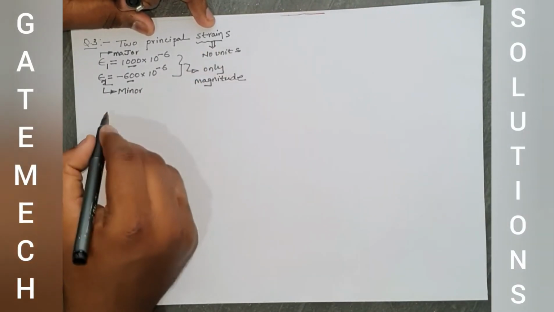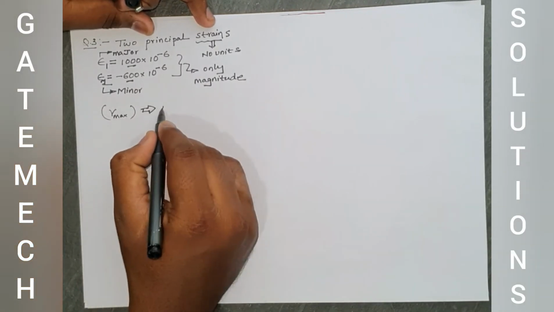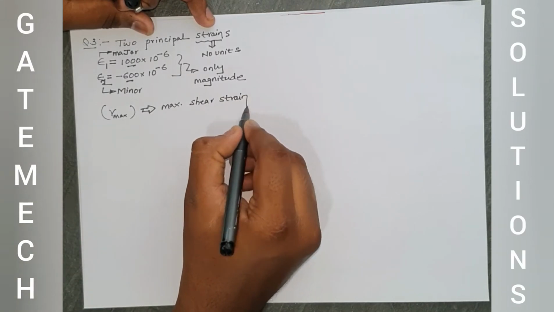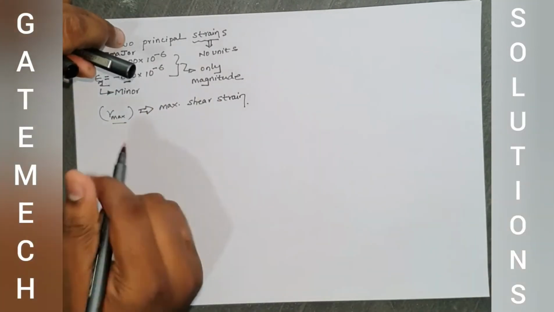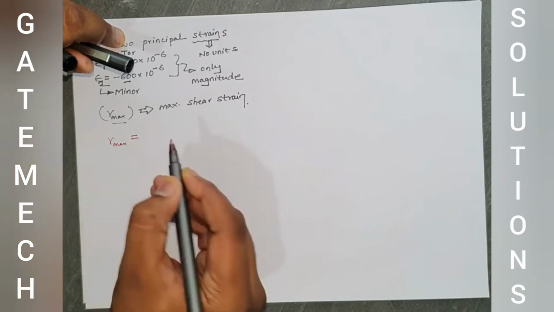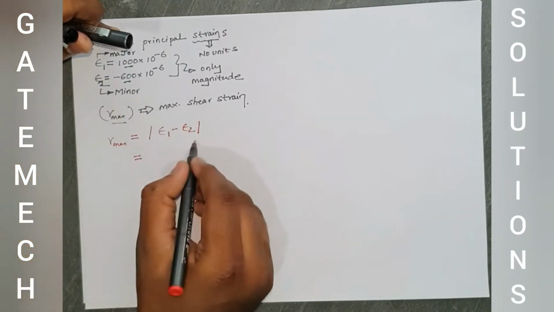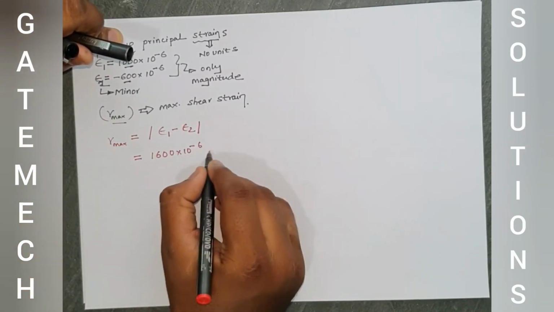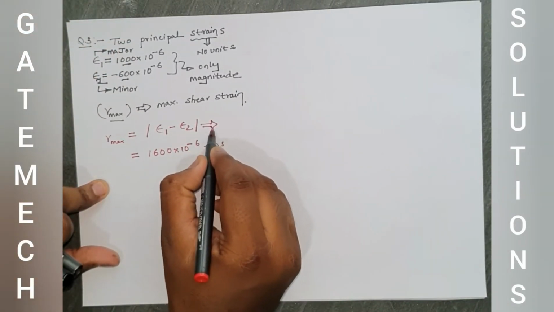So in this question, our aim is to calculate maximum shear strain. Maximum shear strain I am assuming as gamma. So how to calculate it? To calculate maximum shear strain, the direct formula is mod of epsilon 1 minus epsilon 2. If you substitute here 1000 minus of minus 600, that will be plus 1600 into 10 power minus 6, you will get. Like this you may get a 1 mark question.